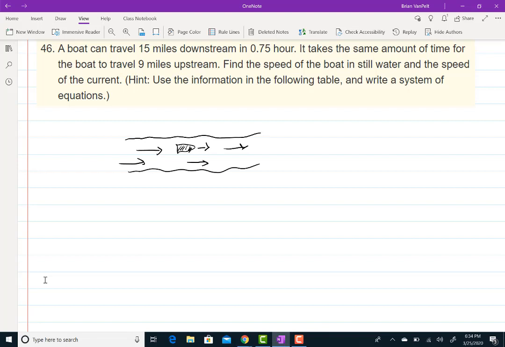Anyways, the speed going downstream, so let me do this, downstream. The speed is the speed of the boat plus the speed of the current.